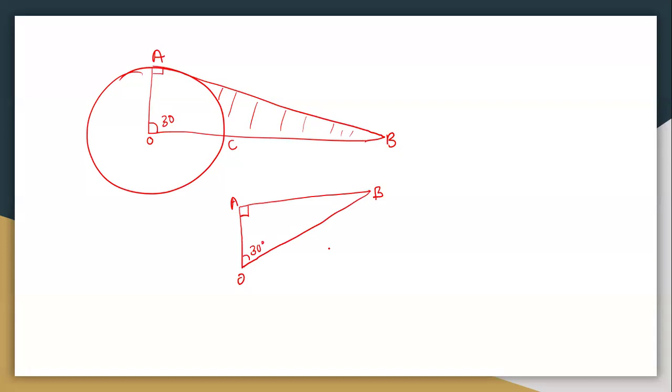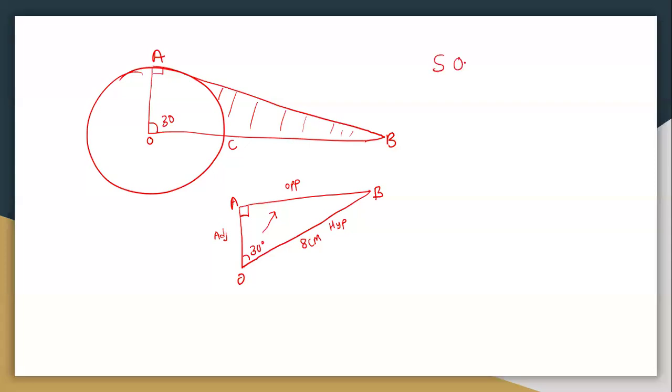Now, what do you need to know? You ask yourself, which sides do I have? They have told you that OB is equal to 8 centimeters. Now, how can I get OA, which is my radius? Because you cannot continue without it. So you label your triangle: this is my opposite according to the angle, this is my adjacent, and this one will be my hypotenuse. If you want to get the radius, you need opposite and adjacent.